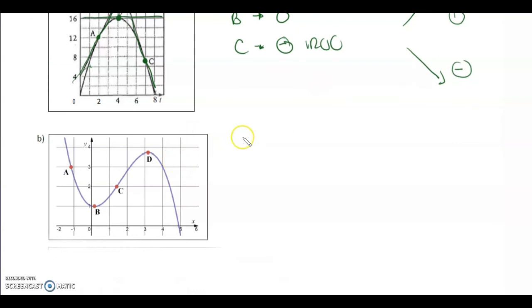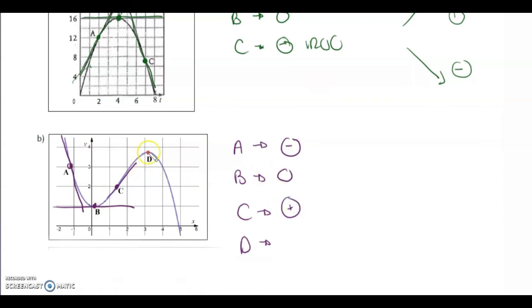Okay, this one's a little bit trickier because we actually have to draw our own tangents. So for A, we draw the tangent. Remember, the tangent cannot pass through the curve again, so it's going to be on the outside of that curve. A is going to be negative. B is that turnaround point. B is 0. C is positive. And D, again, is a turnaround point. That'd be the tangent, so D is 0.